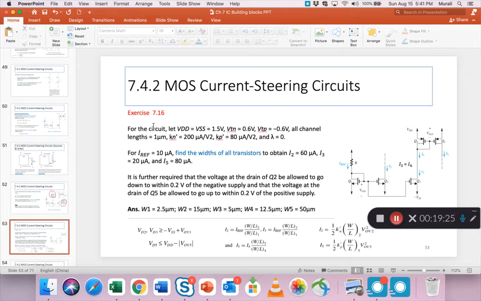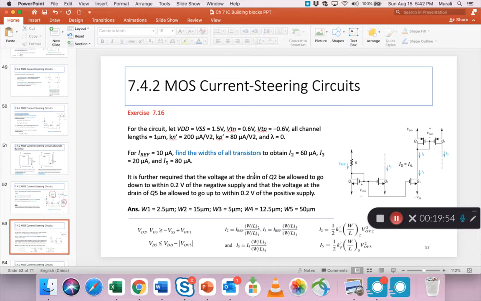Okay, so a bunch of things are given. VDD is given, VSS is given, VTN, VTP, channel lengths are given as 1, Kn prime, Kp prime, these are in amps per volt squared by the way, and there is no lambda to worry about, so we can use the simpler formulas. Like for example here, the formula is simpler. So the I reference has to be 10 micro. Find the widths of all the transistors to obtain.